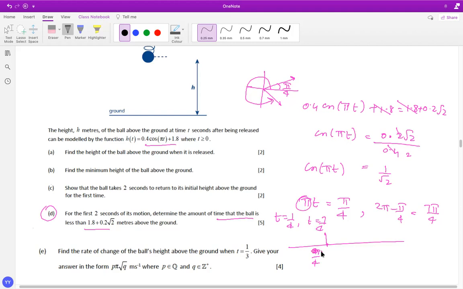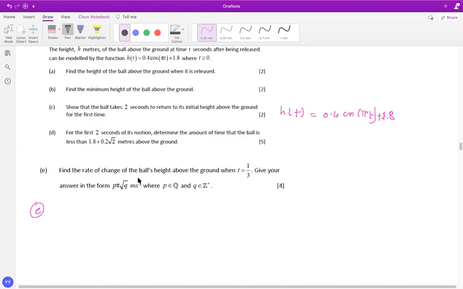So at 1/4, the height is exactly this much, and in between it is below that. After that, it goes up, and at 7/4 it returns back. So the time where it is below this height is 7 over 4 minus 1 over 4, which is 6 over 4. That's 1.5 seconds.